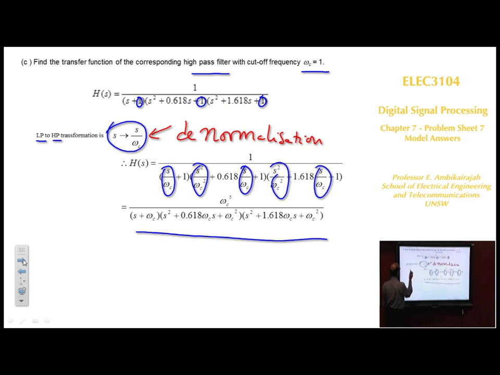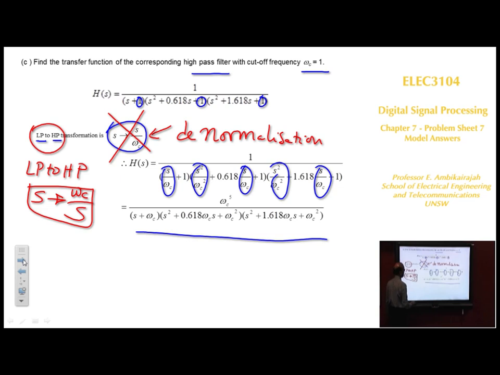So what we should have done is, this is not correct actually. What we should have done is, low pass to high pass transformation is S is replaced by omega C over S. That's what we should be doing. This is only a denormalized transfer function. This will not give you a high pass filter.